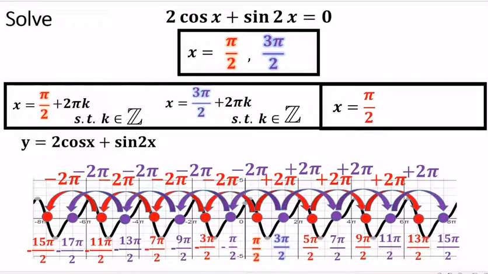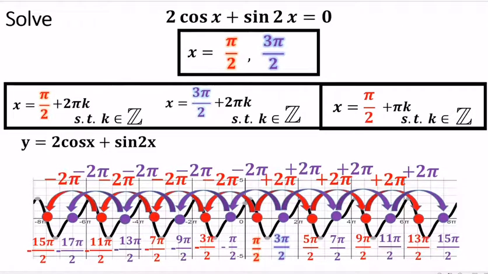So we can merge the two equations we wrote, pi over 2 plus 2 pi k and 3 pi over 2 plus 2 pi k. We can say x equals pi over 2 plus pi k, such that k is an element of the integers.